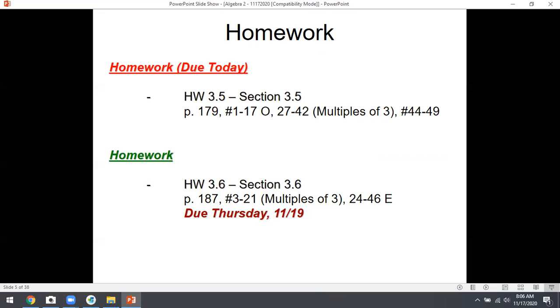And then the last section says 24 through 46, and there's an E after it, so make a note to yourself that that means even. Don't go do the odd ones. That would be a waste of your time. That's not that many problems. It's like, I don't know, 15 or so. That's not unreasonable. And that'll be due on Thursday.